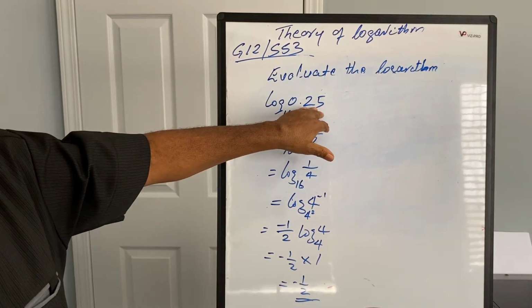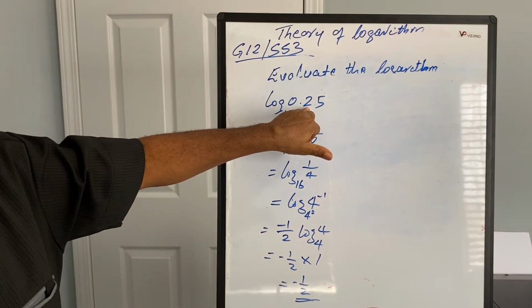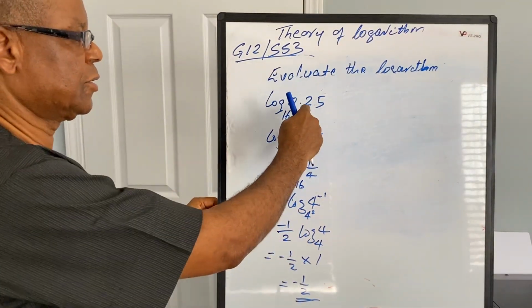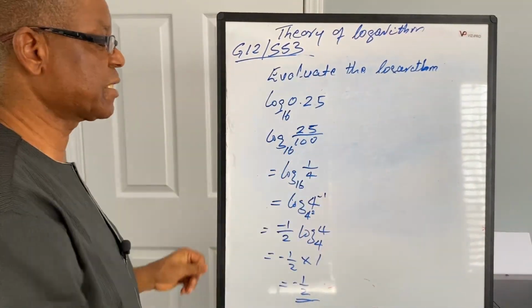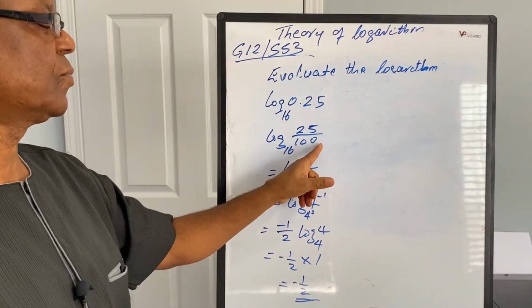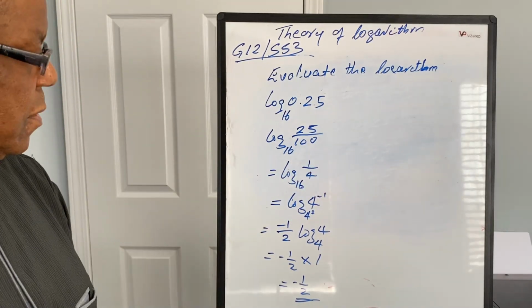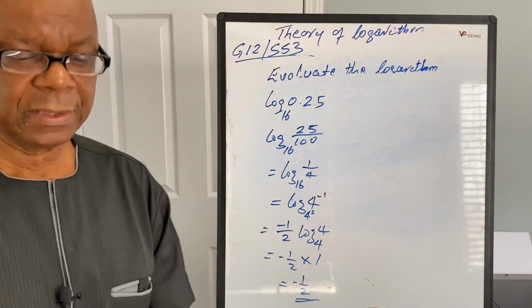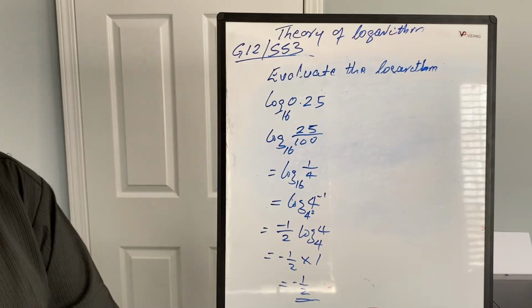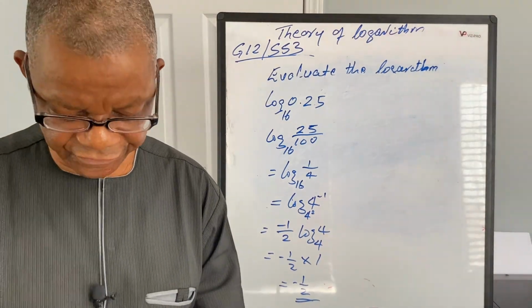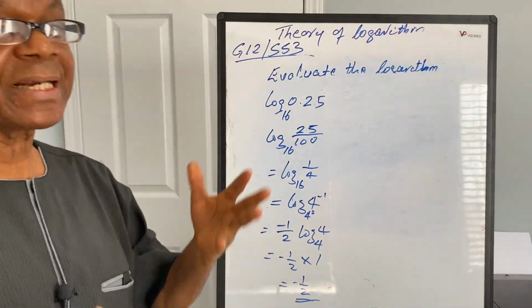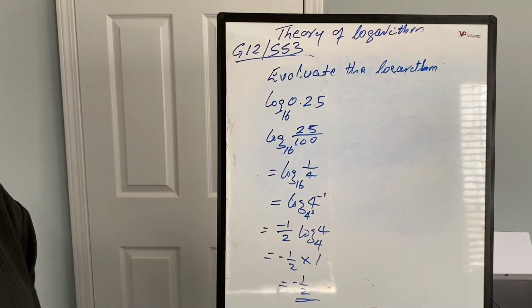Remember, we expressed the 0.25 decimal fraction as an ordinary fraction. This is 0.25, two decimal places, that is why we have 2 zeros over 100. And this will be our result. That is in the aspect of evaluating a given logarithm. This is what we apply. Like I said, there are many other methods.